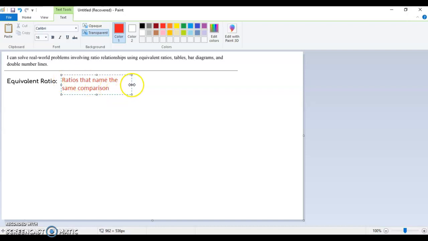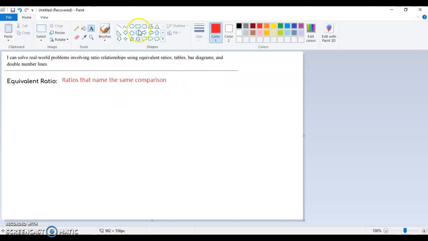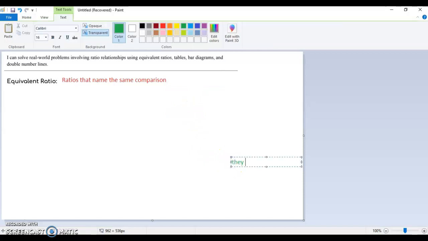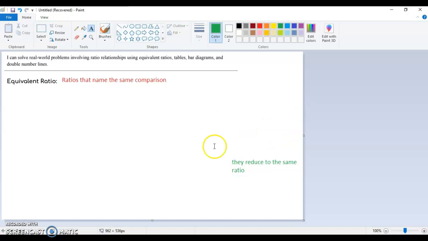So this is kind of what we were doing in our last lesson when we were trying to figure out how they could keep the same relationship. Another way to think about this is that they reduce to the same ratio. Just like reducing with fractions, it works the same way. They reduce to the same ratio, very important. So I'm gonna list a couple.